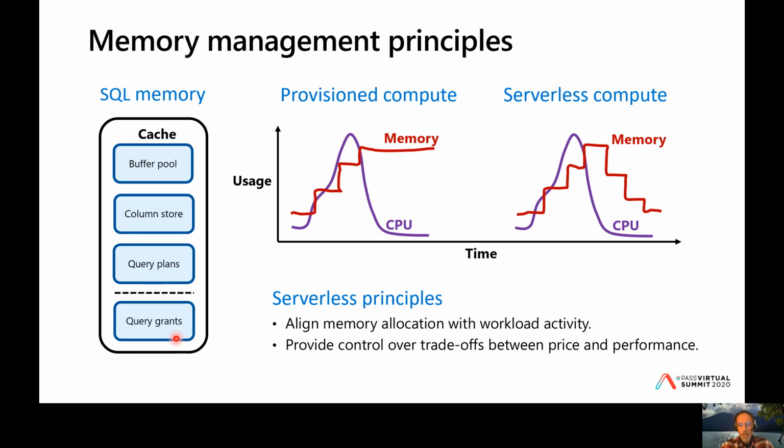Now, query grants are allocated and deallocated before and after the queries are actually run. So they align rather nicely with the serverless paradigm of allocating resources and then deallocating resources based on the actual usage of the database. That's unlike the case for these caches, where, for example, once data pages start loading into buffer pool, those cache allocations tend to remain allocated indefinitely. And so the size of the cache grows over time.